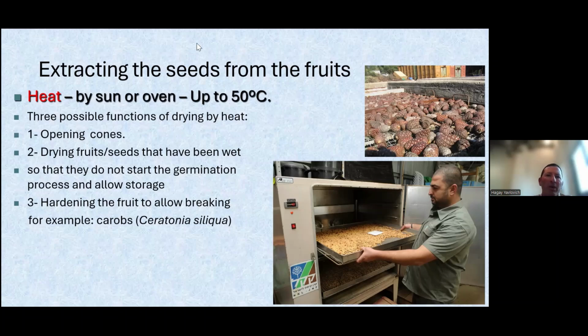And of course, we put the oven at up to 50 degrees, because at more than 50 degrees the seed will be damaged. All the protein in the seeds will be damaged, and the seed will not germinate after it.